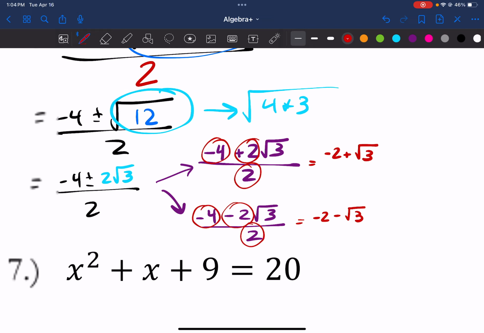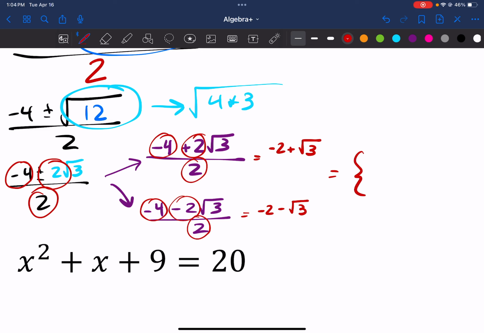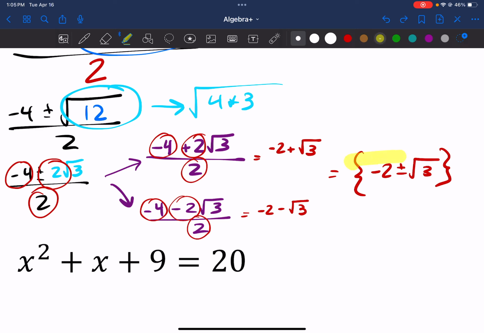So if I didn't separate it, I could have noticed it from here. My final answer becomes negative 2 plus or minus root 3. If you separate them like this and this, that's okay too. The main thing is really practicing to reduce it so you get a simplified form.